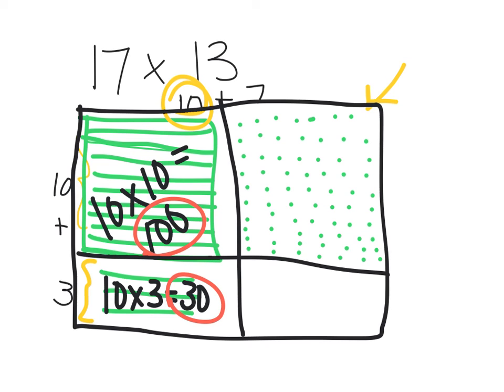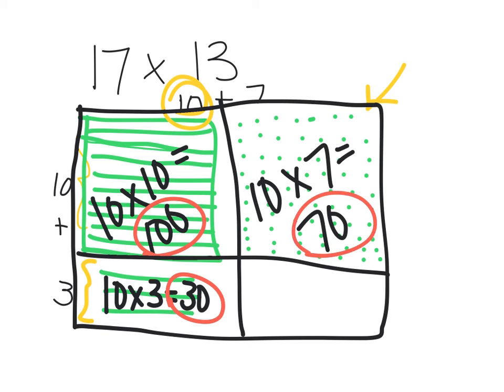What is that? 70. Do you see this? I can already tell that his brain is visual because you notice how he's popping out those products so much faster? This is why we do this. And some of you are like, I don't like the picture, I just want to go back to box method. But that's okay. So this is 10 times 7, which equals, like Zeke told us, 70. So now I've got another partial product.